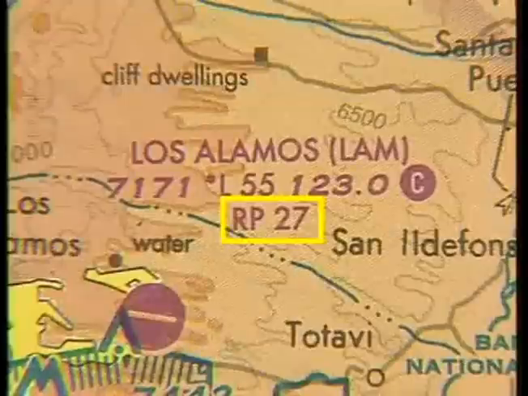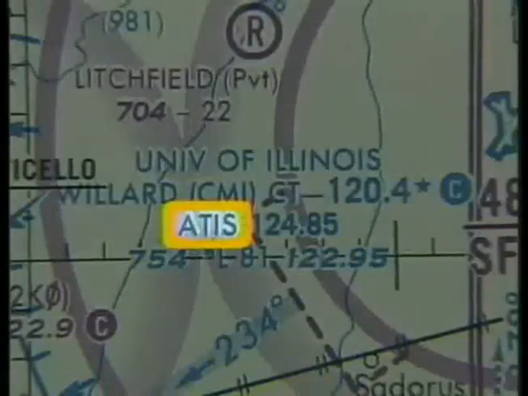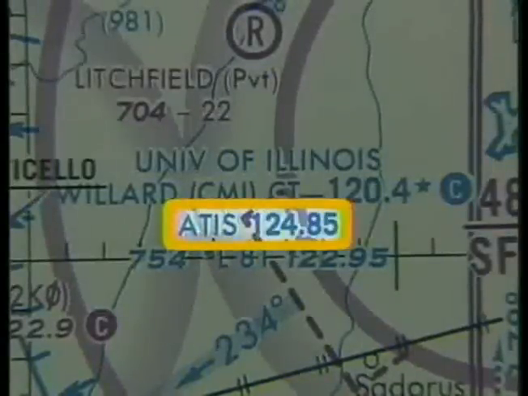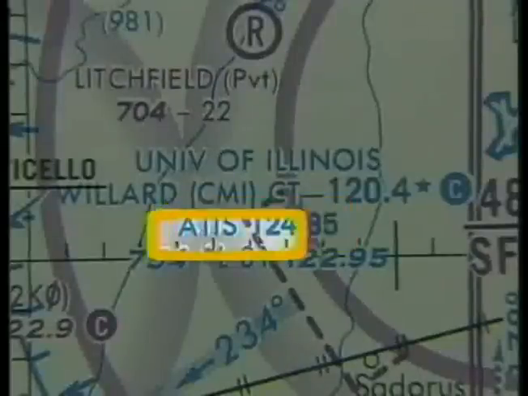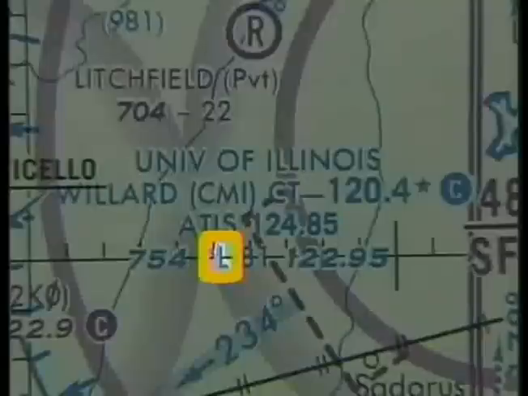The RP27 symbol is used to specify a right-hand traffic pattern for runway 27. ATIS stands for Automatic Terminal Information Service, which is broadcast on a VHF frequency of 124.85. This pre-recorded message will give you vital information on airport conditions. 754 is the elevation of the airport in feet. The L indicates runway lighting, and the star tells you that lighting limitations exist. In this case, you should refer to the Airport Facility Directory for more information.